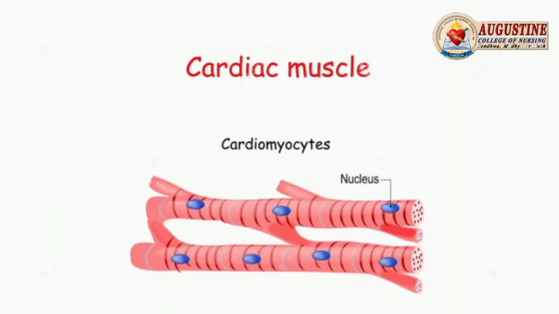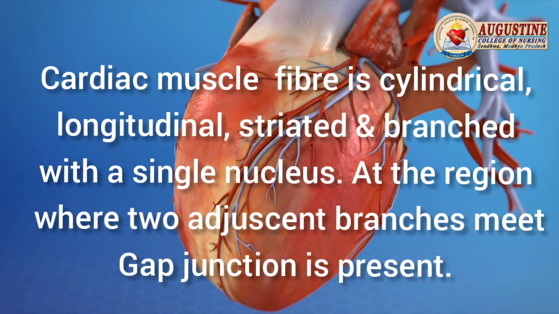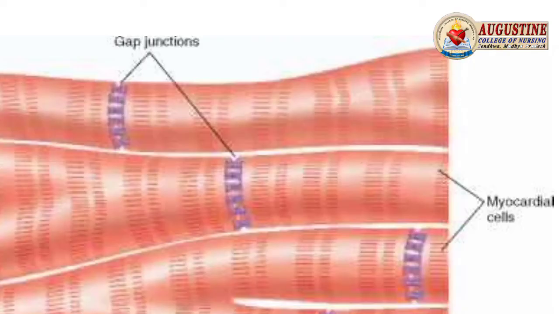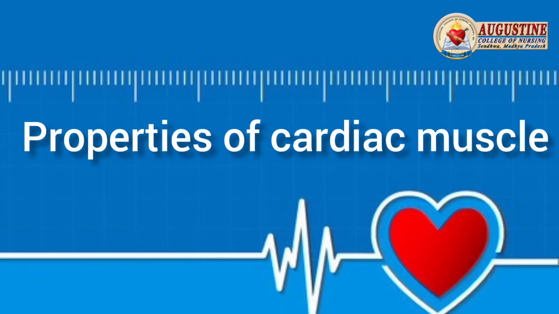Cardiac muscle fiber. The cardiac muscle fiber is cylindrical, longitudinal, striated and branched with a single nucleus. At the region where two adjacent branches meet, a gap junction is present. Through the gap junction, there is a flow of ions, that is action potential, from one muscle fiber to the next. Properties of cardiac muscle.